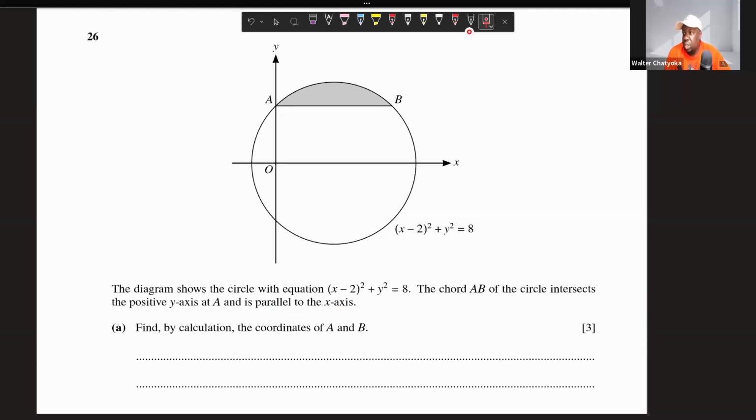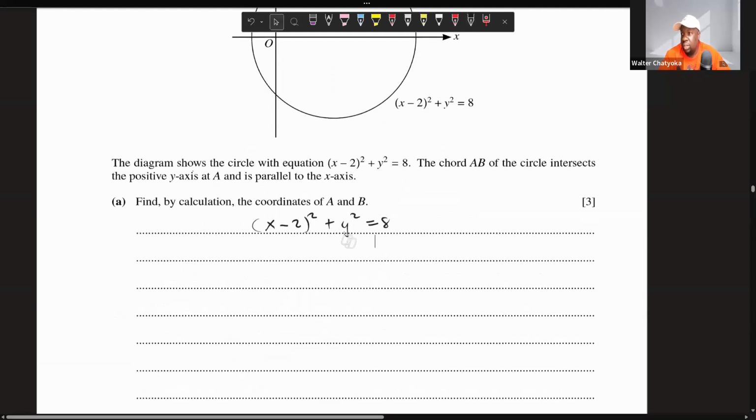All right. So they want us to find the coordinates of A and B. What we're going to do here is say, for the equation (x − 2)² + y² = 8, at the point A, we know that it's on the y-axis where x is 0. So we ask ourselves, if x is 0, then what is y?